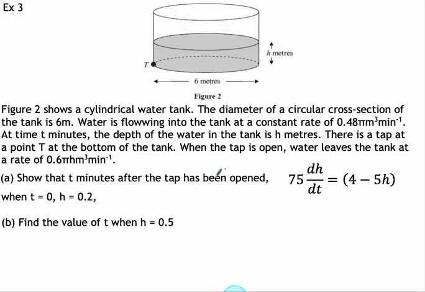Okay, so the next part is find the value of t when h is 0.5, and we have been given this boundary condition, t is 0, h is 0.2. So now we can solve it. Okay, so let's separate the variables.